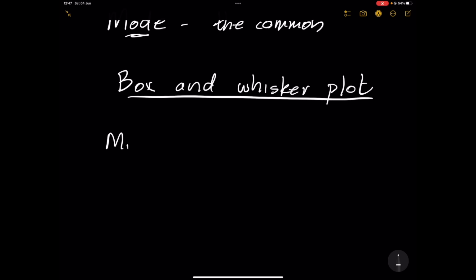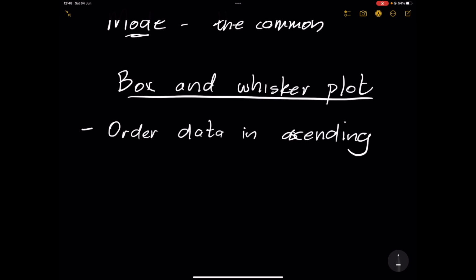maybe let me just track back a little bit. This thing is misbehaving. The first thing that you're always going to do is please make sure that you order your data in ascending order. What does that mean? You take from the smallest number right up to the highest number as they increase in that particular order.